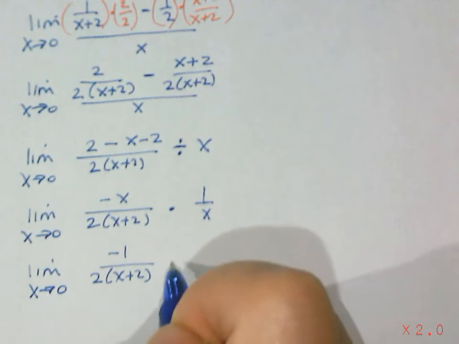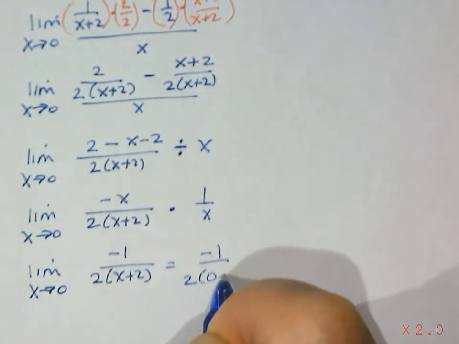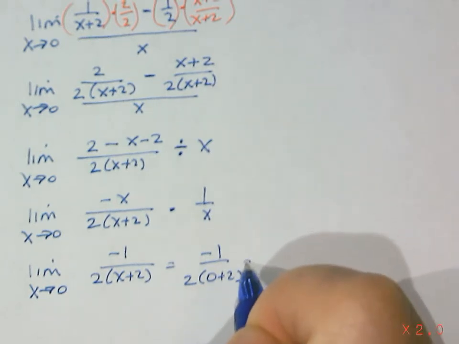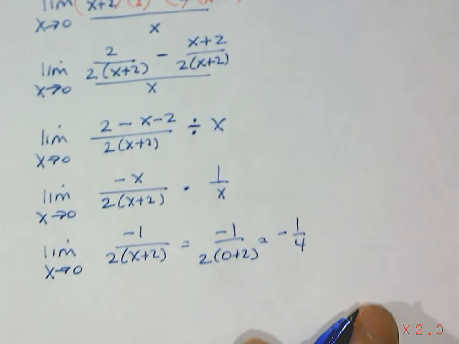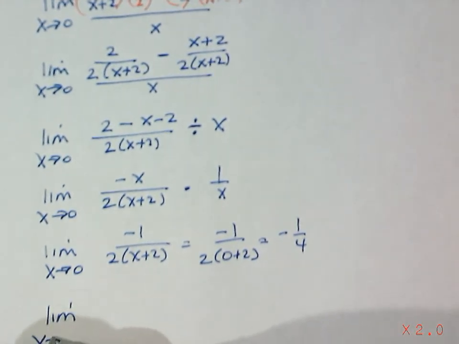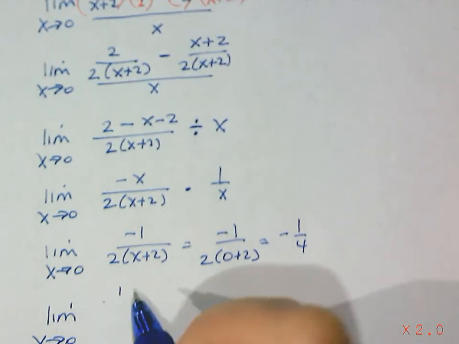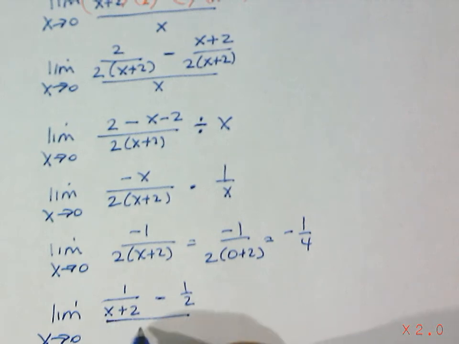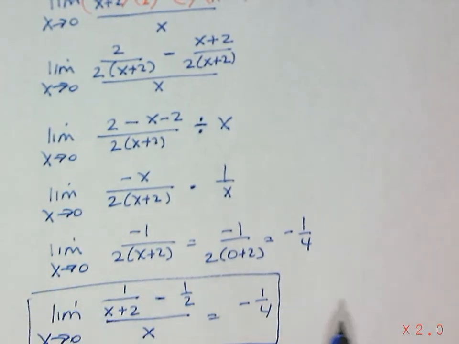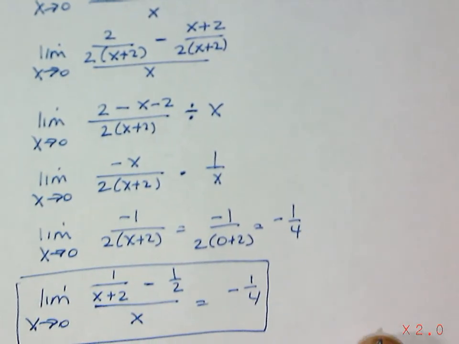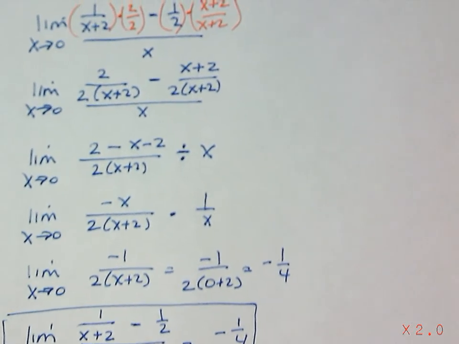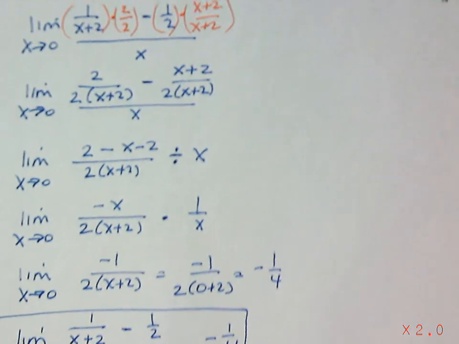When I put a 0 in for x now, 0 plus 2 is 2. 2 times 2 is 4. So this is going to be equal to negative 1/4. So the limit as x approaches 0, this whole term, 1 over x plus 2 minus 1/2, all divided by x, is equal to negative 1/4. So once again, writing neatly, going slowly, it's not a hard problem to do. You just have to be very careful.